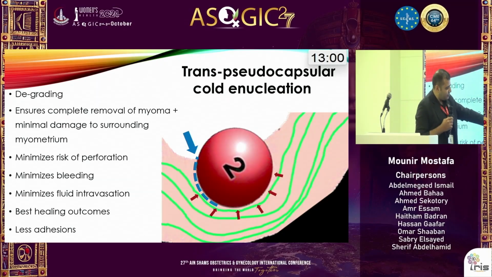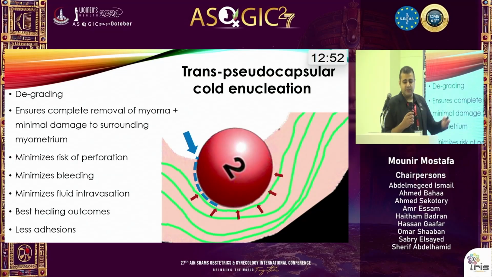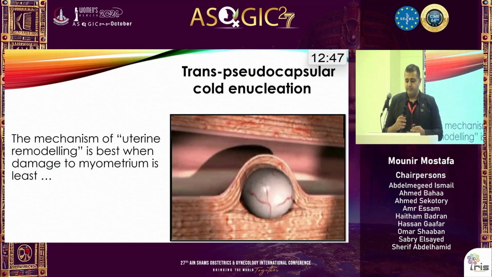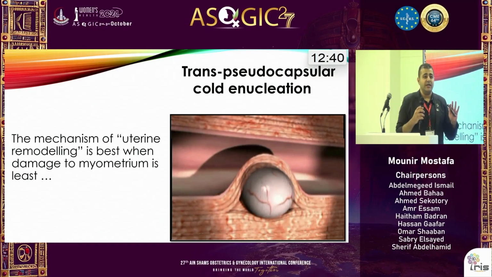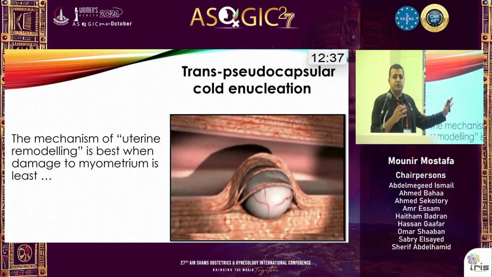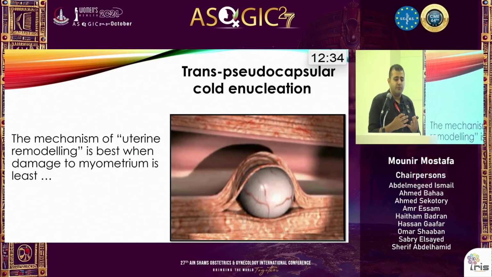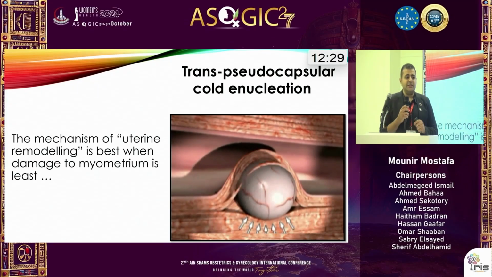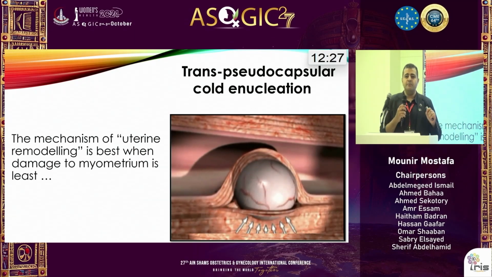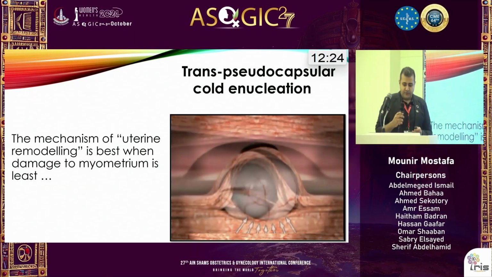You see, this is the FIGO 2 myoma. We go through the capsule, the pseudocapsule around the myoma, pushing it inside the cavity, then removing it like FIGO 0 or FIGO 1. The hole where the myoma was, the defect in the myometrium, is not closed by healing. It's closed by uterine remodeling. The uterine contraction and the fibers move from their places to cover the area in which the myoma was. That's why minimal damage to the myometrium improves the outcome of healing.